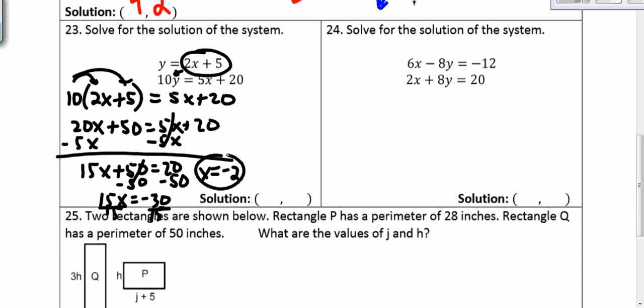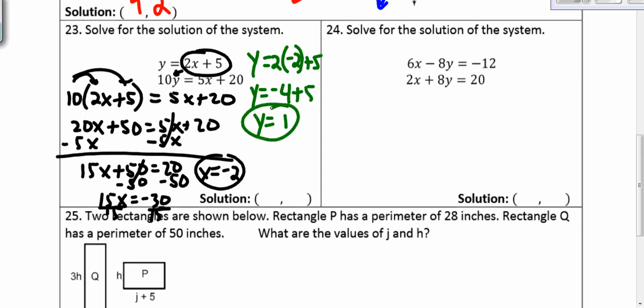X is -2. I'm going to use that first one, the first equation, y equals 2 times -2 plus 5. 2 times -2 is y equals -4 plus 5. Y equals 1. So my solution is -2, 1. Solve for the solution to the system. They cancel. You have 8x equals 8. Right? Yes. And divide by 8, x equals 1.